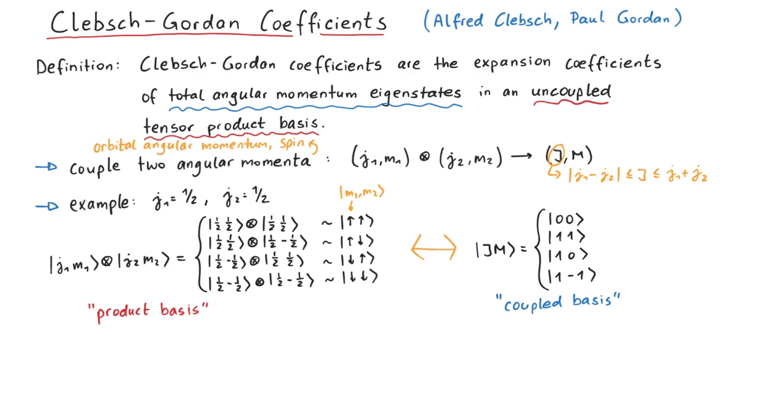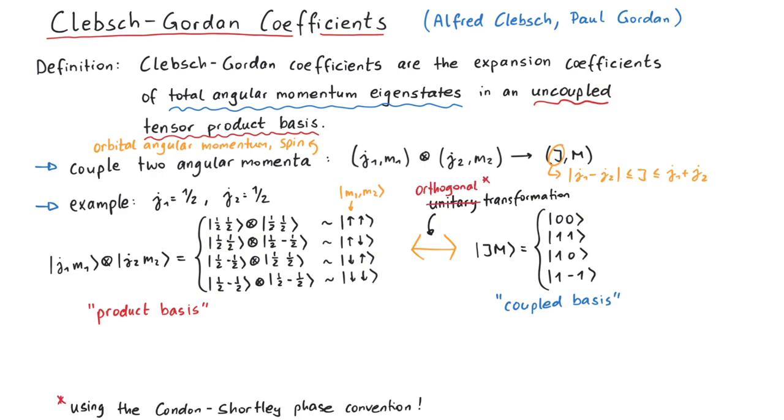Since both sets of states are normalized, there must be a unitary transformation that connects them. For this particular case, it can be represented as a 4×4 matrix, where the entries are the Clebsch-Gordan coefficients. And with the commonly used Condon-Shortley phase convention, one can assume the Clebsch-Gordan coefficients to be real, making this an orthogonal matrix. The mathematical version of the definition looks like this.